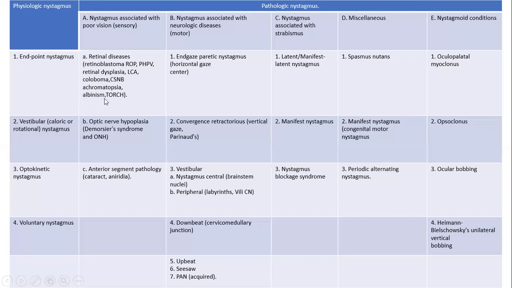So in this table, here are all the types of nystagmus. I'm not going to cover it, but please refer to this table. It will make life easy. We have physiological nystagmus. We have pathological nystagmus. In the pathological nystagmus, we have different types, whether it is due to poor vision, the sensory type, whether there is a neurological problem, motor, and nystagmus associated with strabismus, miscellaneous other types, and nystagmoid conditions. Those are not nystagmus. Those are nystagmoid conditions like oculopalatal myoclonus, opsoclonus, ocular bobbing.